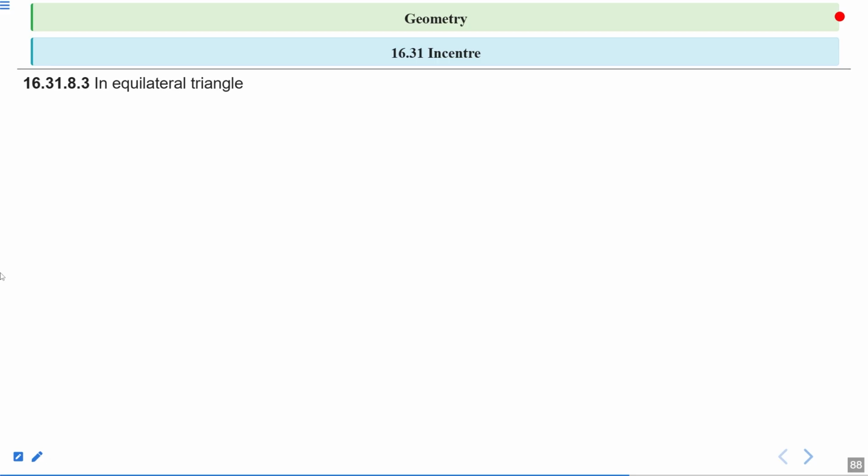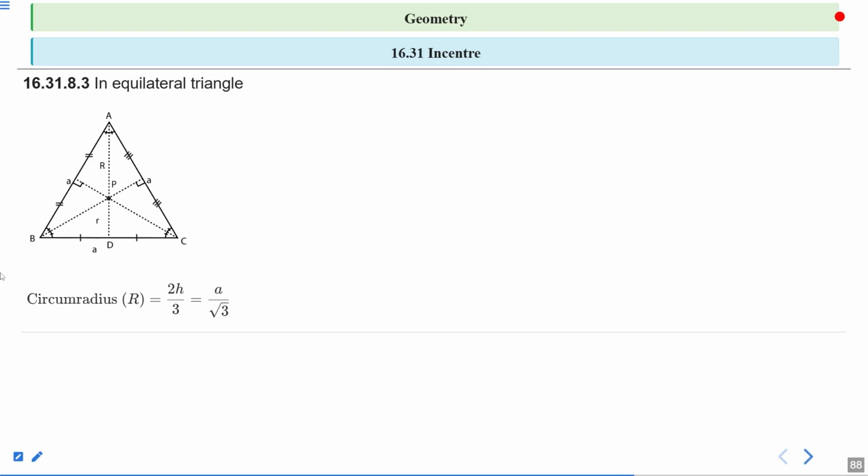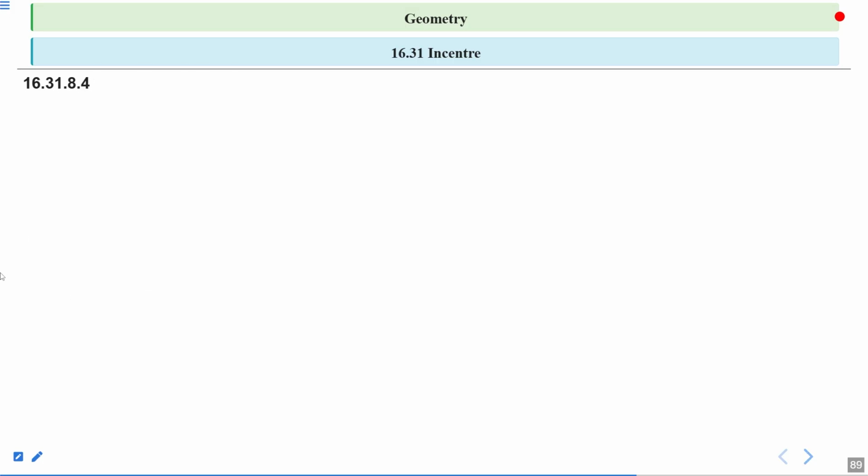In an equilateral triangle, this is the diagram. So circumradius is 2h by 3, or we can say that a upon root 3. A represents the side of the triangle. Next one.